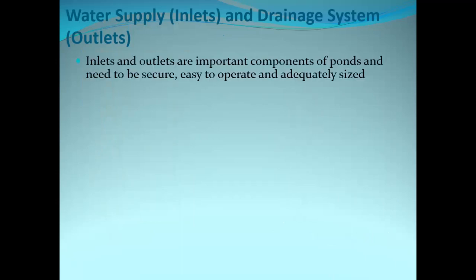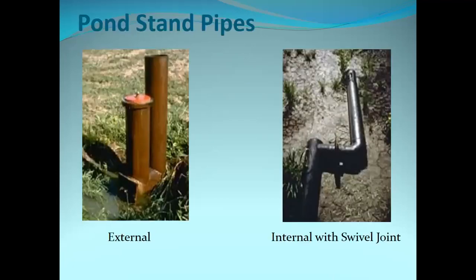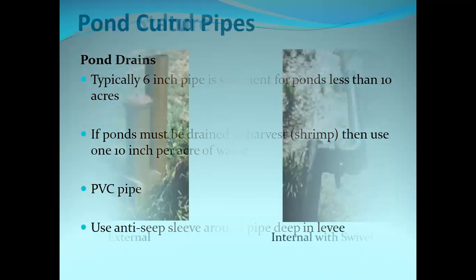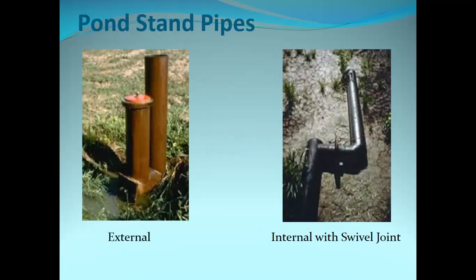So, water supply inlets and drainage system outlets. Right? So basically the inlet is what brings the water into the pond. The outlet, or the drainage system, is what removes the water from the ponds. So those standpipes that I just spoke about are part of the outlet, because their function is to remove water from the pond. Okay?